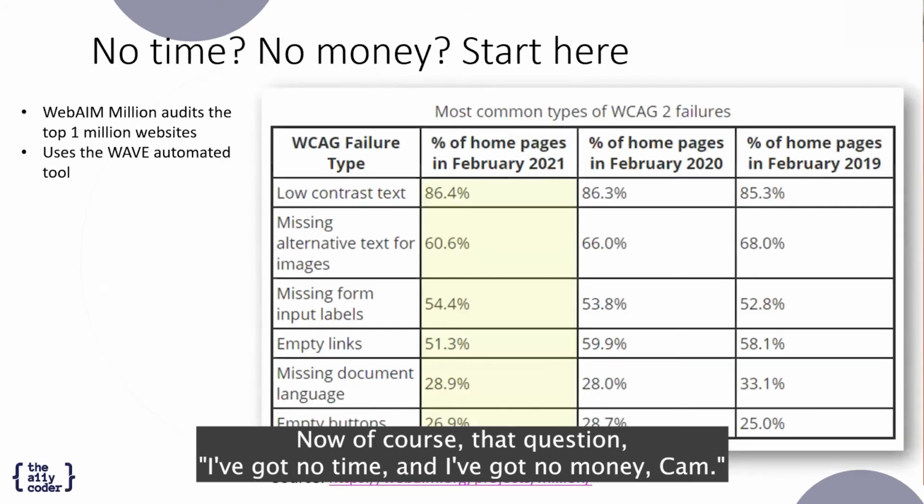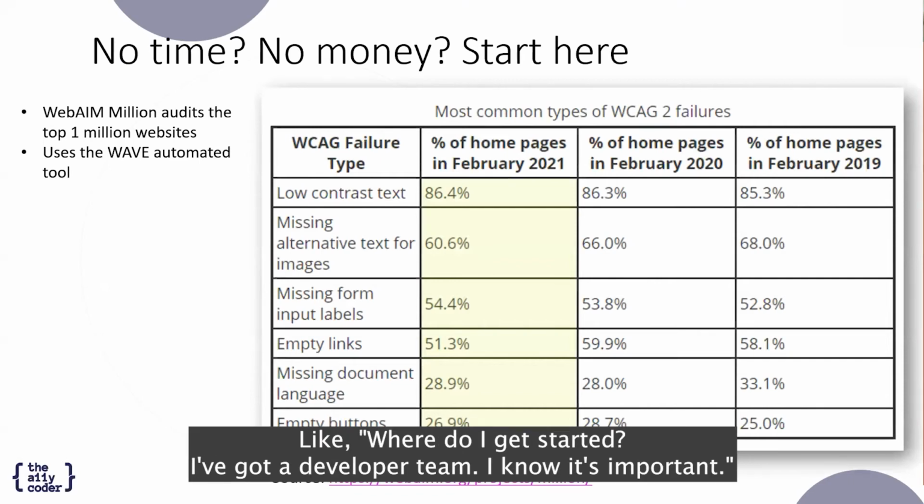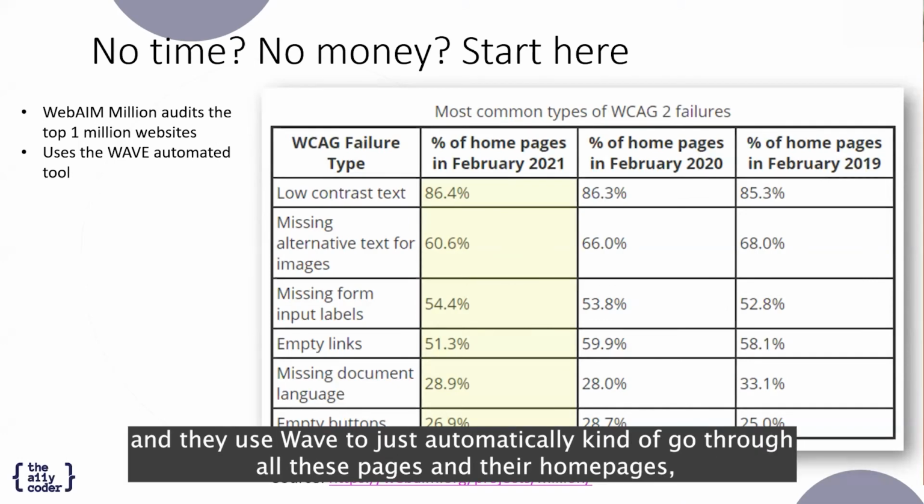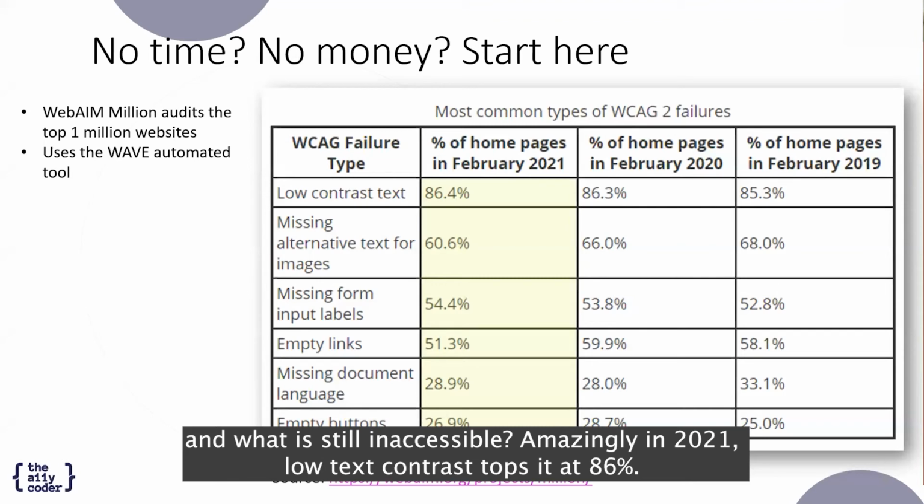Now, of course, that question: I've got no time and I've got no money, Cam. Like, where do I get started? I've got a developer team. I know it's important. Well, the Web A11y audits the top 1 million websites out there, and they use Wave to automatically go through all these home pages and see what is still inaccessible. Amazingly, in 2021, low text contrast tops it at 86%.